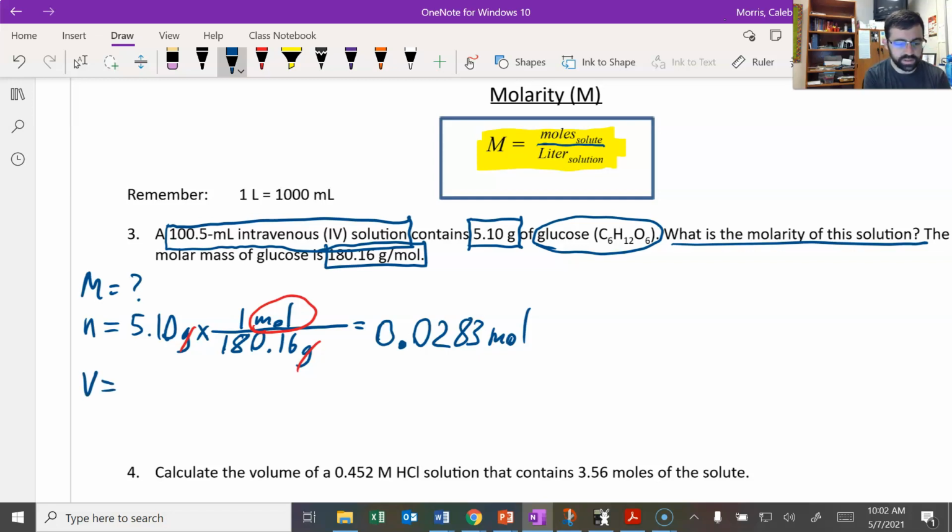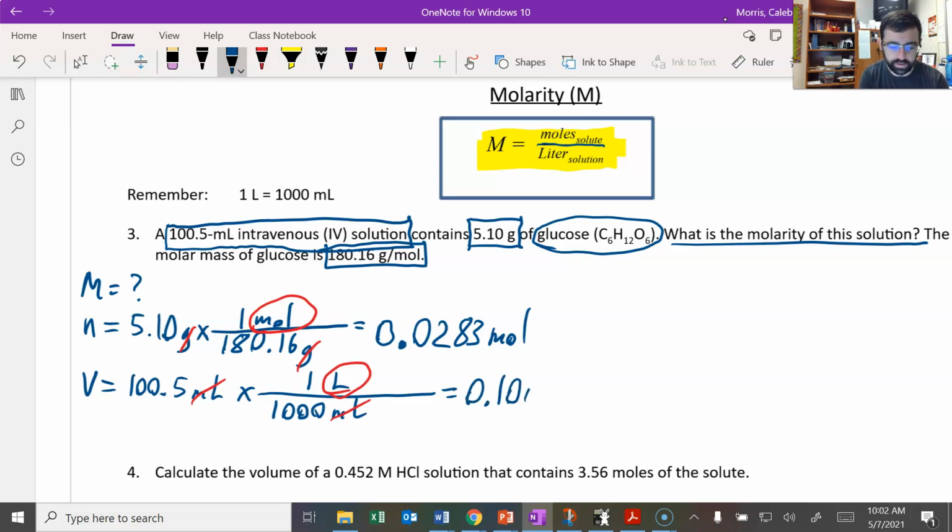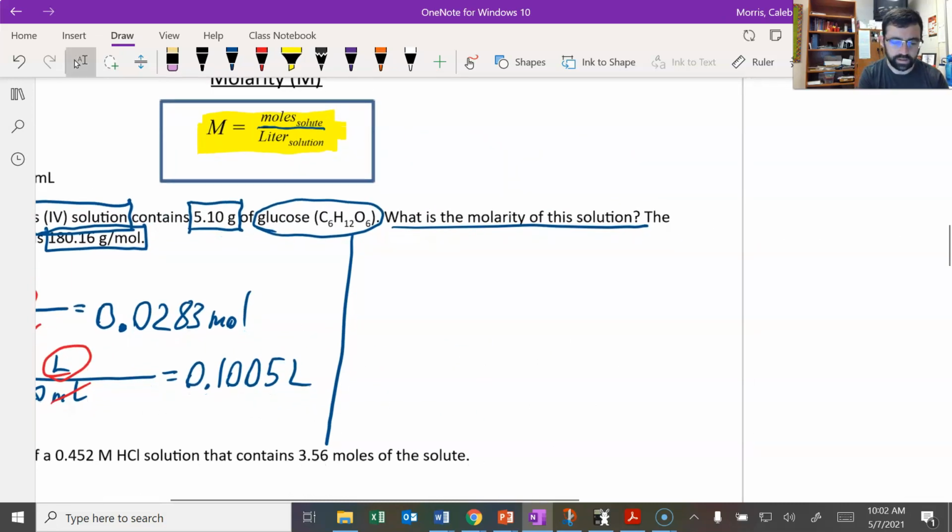The number of liters of solution, I have 100.5 milliliters. Remember, I need to convert to liters, so I'm going to have 1,000 milliliters, 1 liter. Or you might remember from when we did conversions with the metric system that you can just move the decimal 3 places. Either way, you're going to end up with liters, 0.1005 liters.